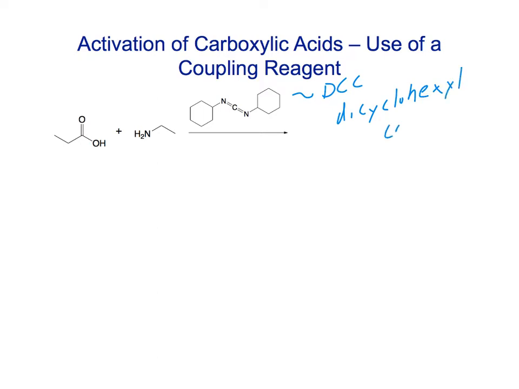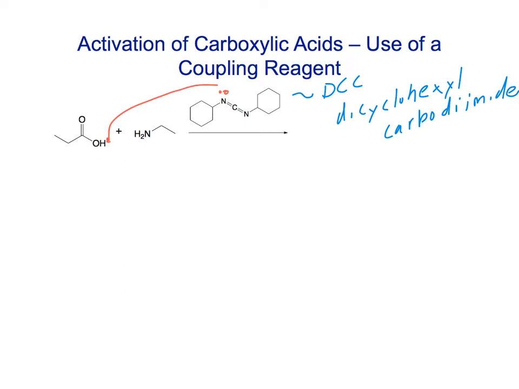dicyclohexylcarbodiimide. And it just acts as a coupling reagent. In the end, what it's really doing, like I mentioned, is making that OH into a better leaving group. So let's look at how this one takes place. One of the nitrogens on the DCC acts as a base in the first step.